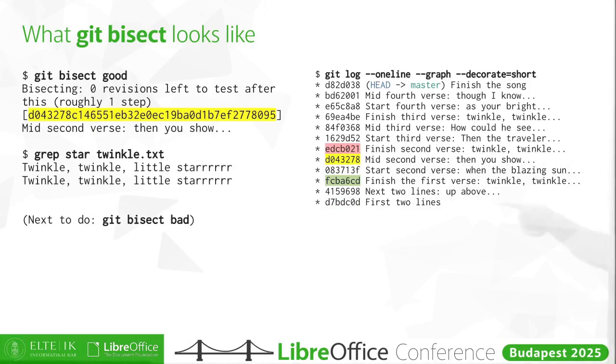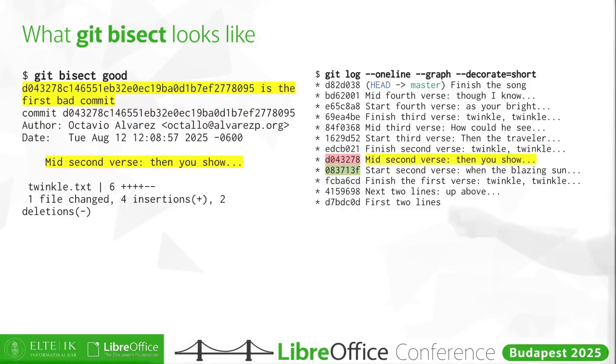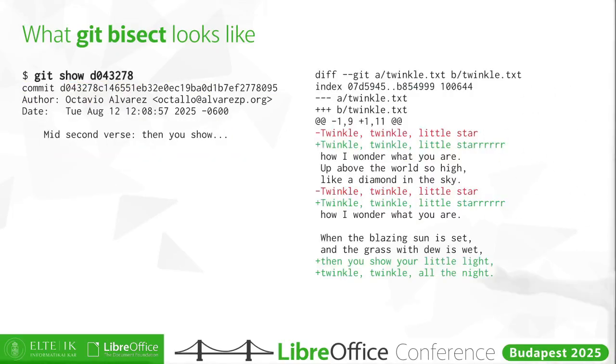Another one in the middle. This one is bad. We're going to type git bisect bad. The last one. And that one is good. And you can see how it starts narrowing it down until git bisect reaches a point in which there is a good commit immediately followed by a bad commit. And git bisect just says, hey, this one is a bad commit. D0432, this one is the first bad commit. And if we do git show, we can see that that's exactly where I introduced the change.